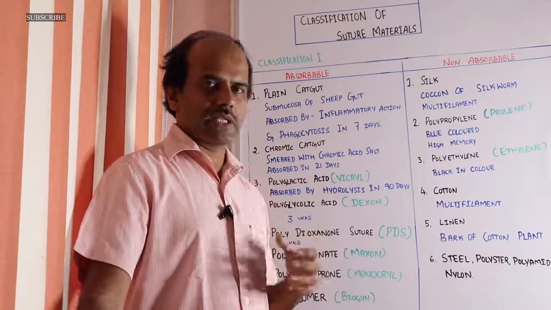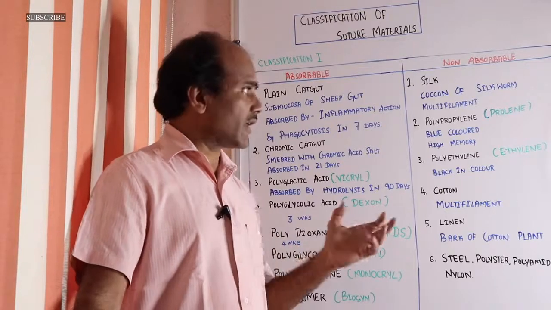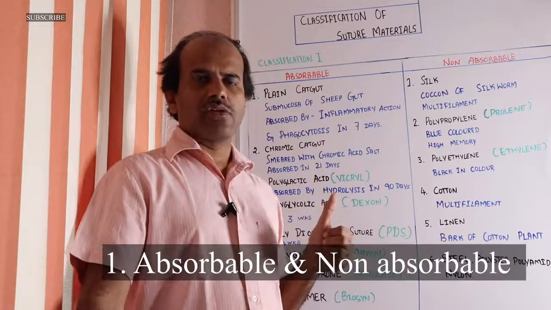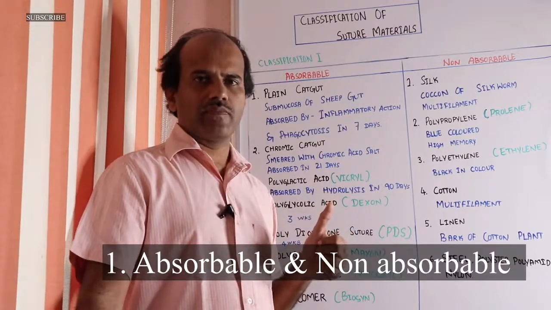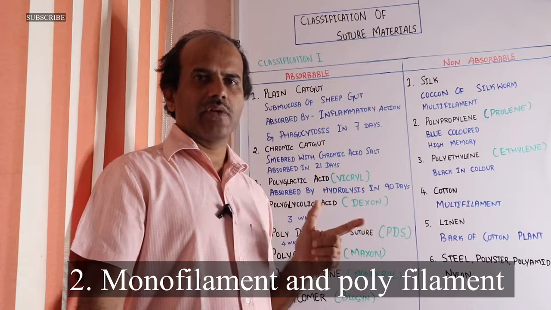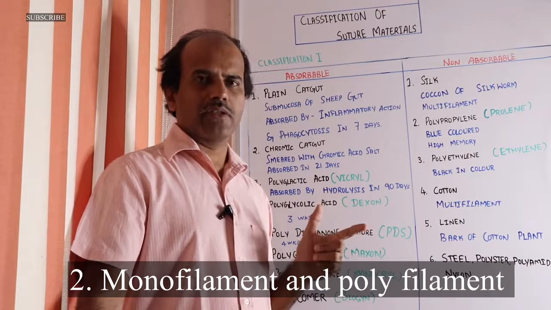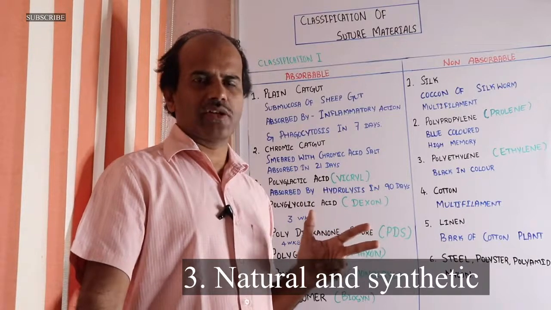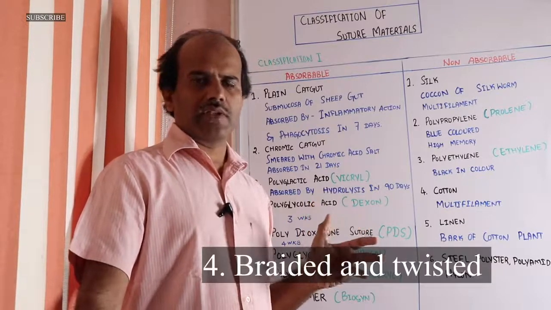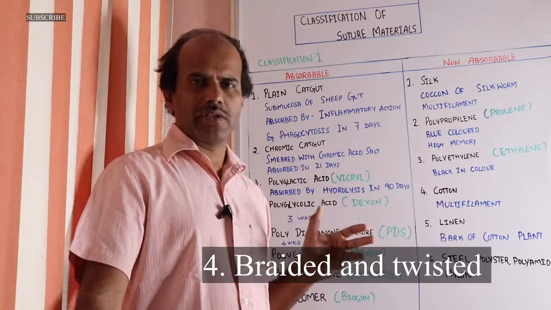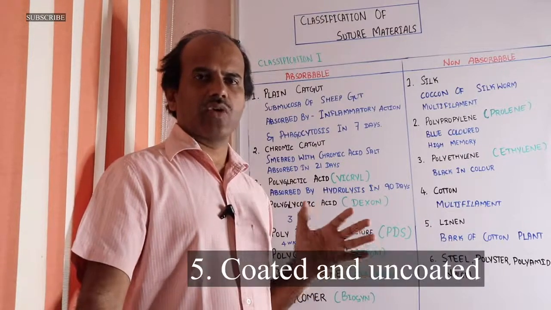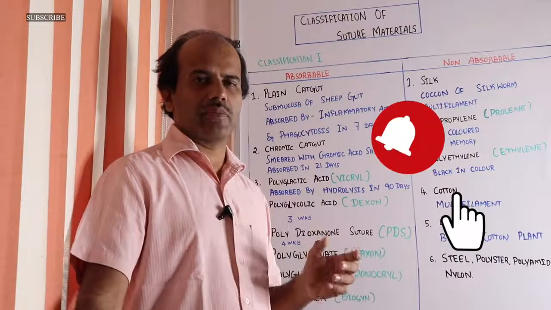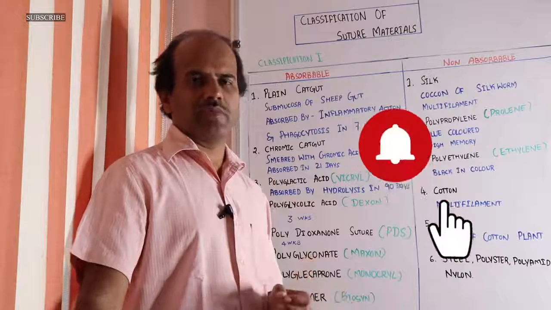Let me summarize the classification of the suture material. First classification is absorbable and non-absorbable. Second classification, monofilament and polyfilament. Third classification, synthetic and non-synthetic, that is natural. Fourth classification, braided and twisted. Fifth classification, coated and uncoated. So these are the classifying methods of the suture material. This is about the suture material classification.